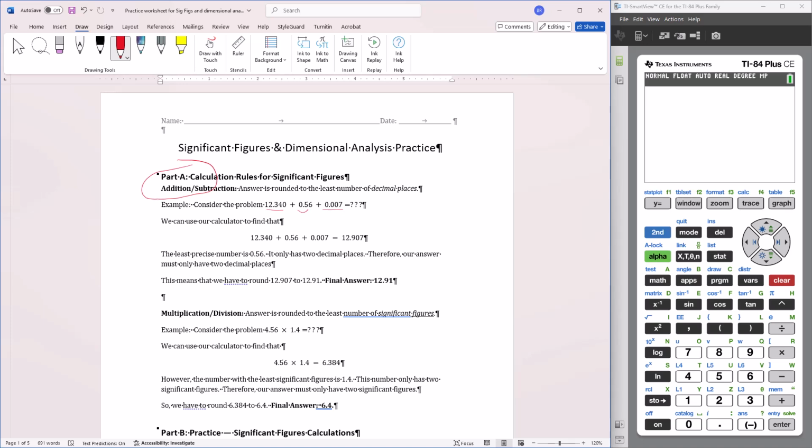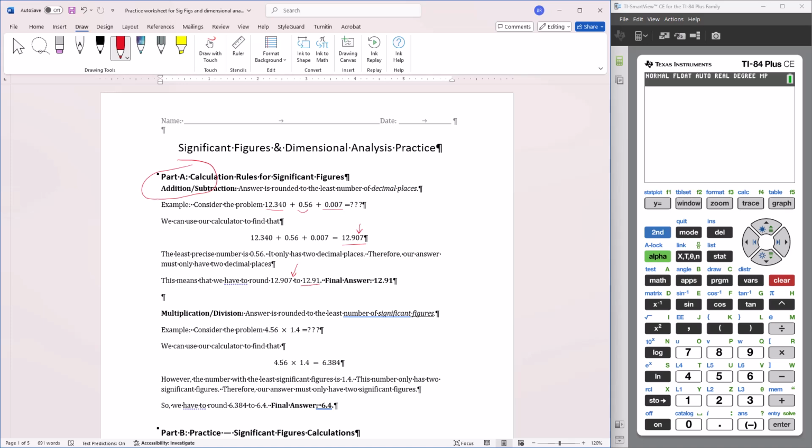So if you punch this up in the calculator, you are going to get this value, but it has to end here. And once again, that's because the 0.56 only goes to the hundredth place. So to do that, we need to round. To round, we are going to look at this digit here. Since it is 5 or greater, we are going to round up. That will give us 12.91, which will be the answer to the correct number of significant figures. So the rule here is that when we're doing addition and subtraction, we want to round to the least precise number.